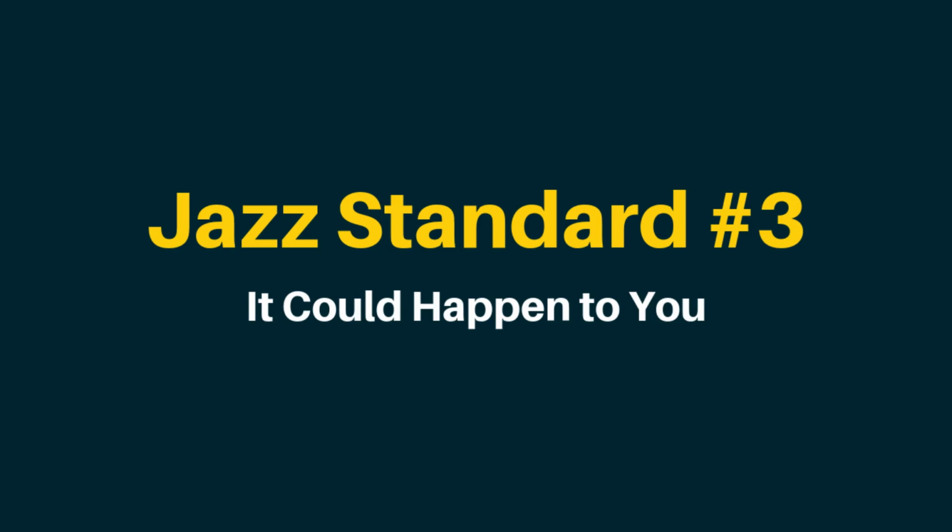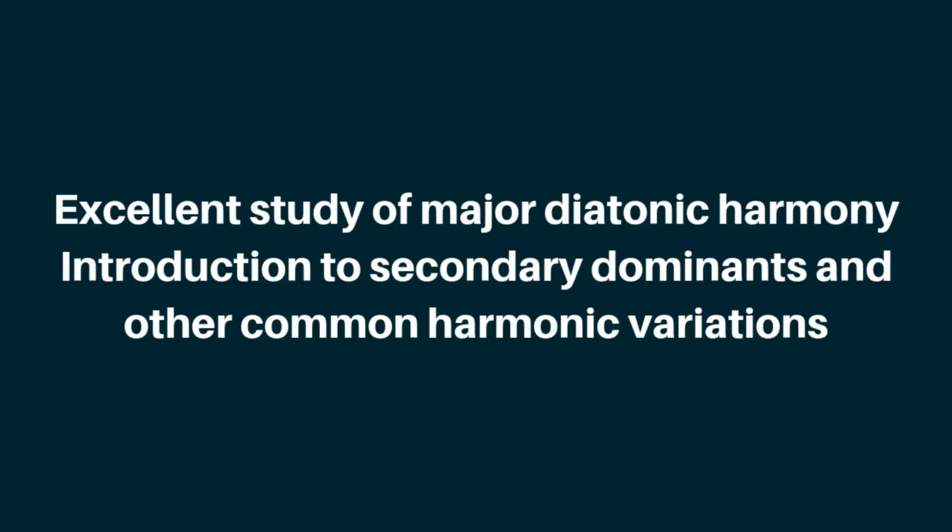other jazz standards. Now, the third jazz standard you need to know is "It Could Happen to You." "It Could Happen to You" is not necessarily a very easy song to play, but it really embodies all of major diatonic harmony, as well as relative minor associations, as well as a few other interesting concepts that come up in jazz standards all the time.